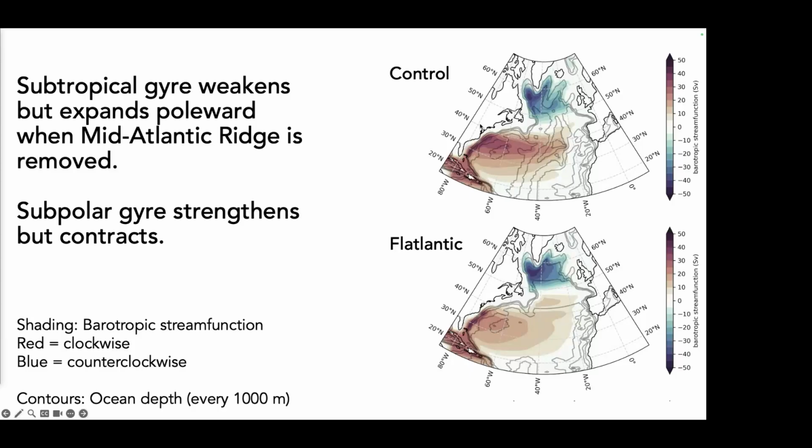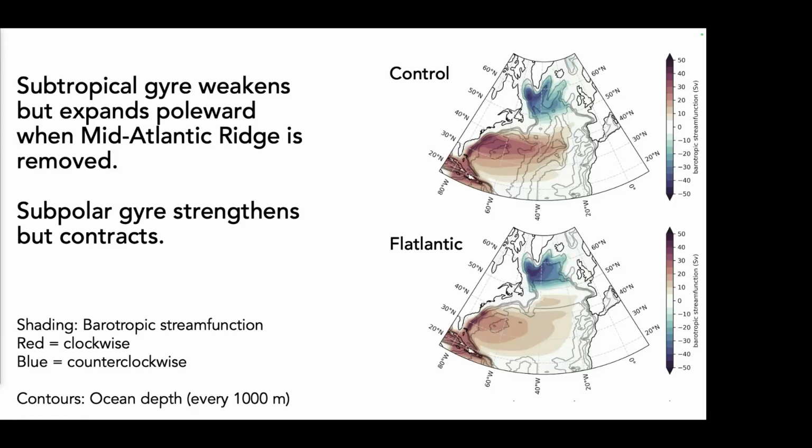So here's the control simulation. These are now barotropic stream functions, so horizontal. Here's the subpolar gyre, and you can see here's the circulation. It's a lot weaker, about a third weaker. And so this is all bottom pressure torque dynamics that's going on here.